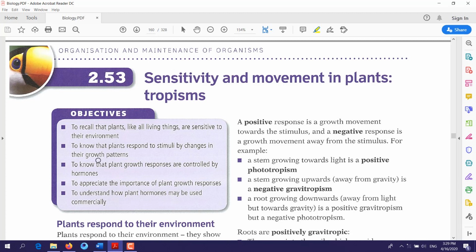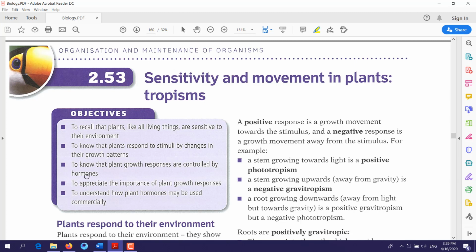Firstly, the objectives for this lesson are: number one, by the end of this lesson you should be able to know that plants, like all living things, are sensitive to their environment. And also you should know that plants respond to a stimulus by changes in their growth patterns. We will see how their growth pattern will change depending on a stimulus. And also you should know that plant growth responses are controlled by hormones.